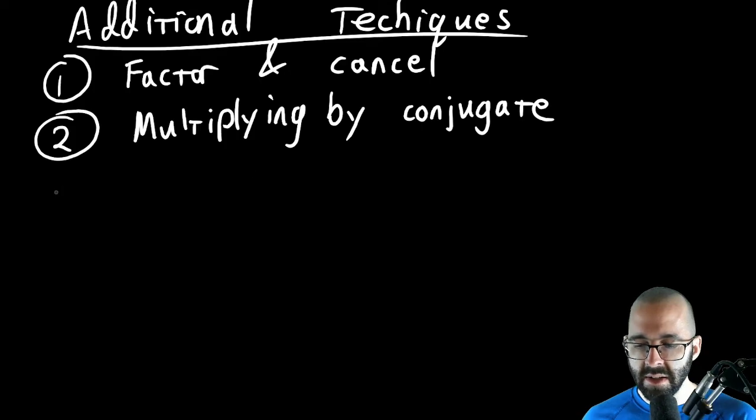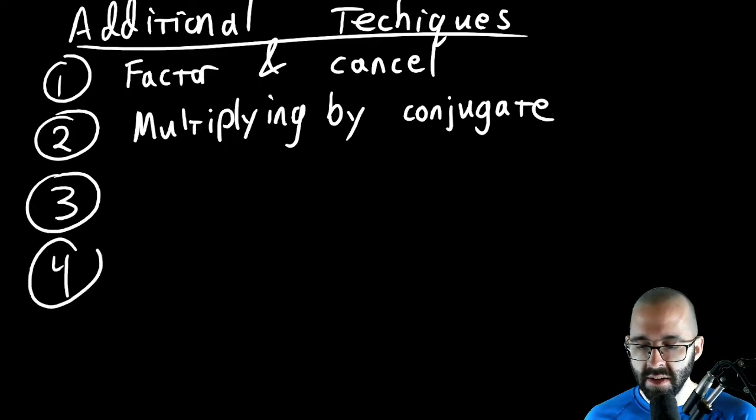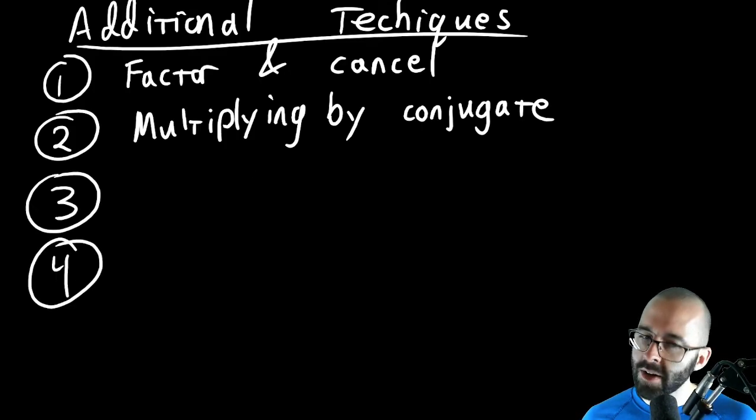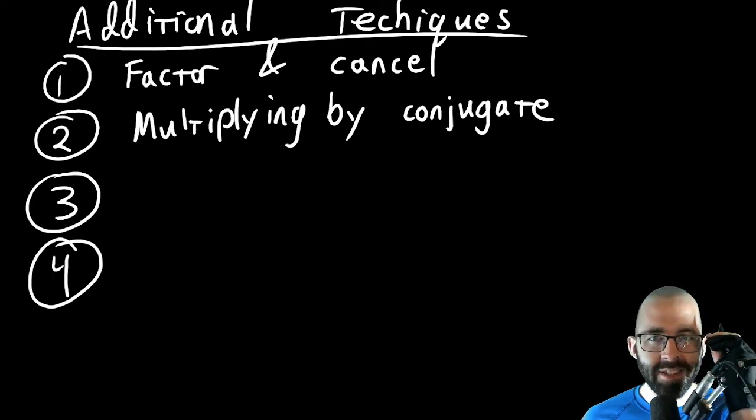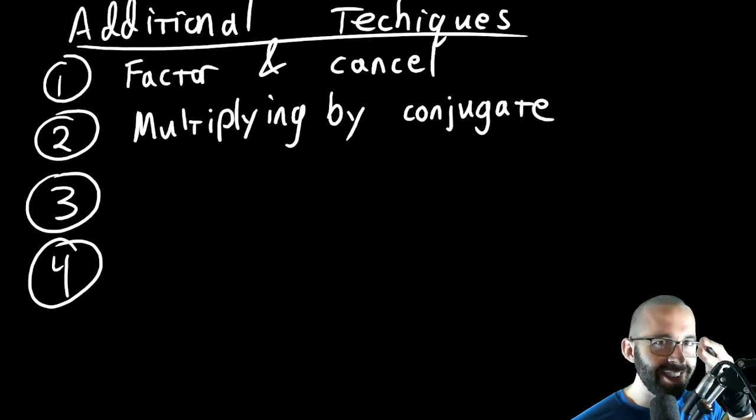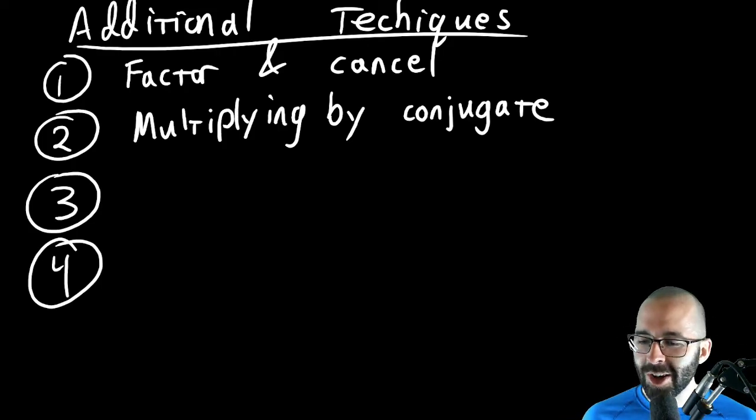And if that doesn't work, do 3 or 4. What are 3 or 4? Good question. You're going to have to wait until the next video. Gotcha again. Cliffhangers all over the place in this section.